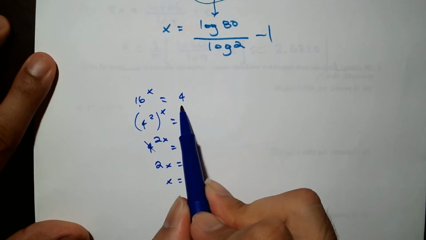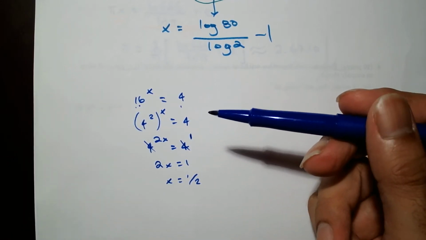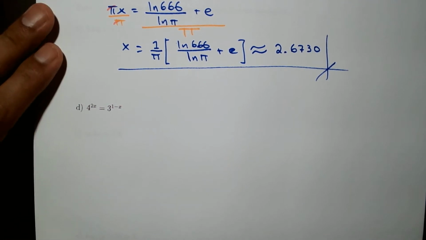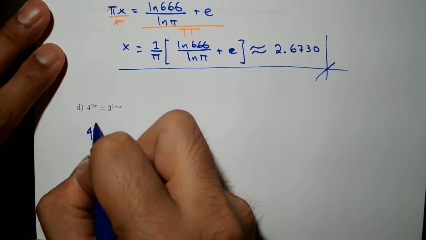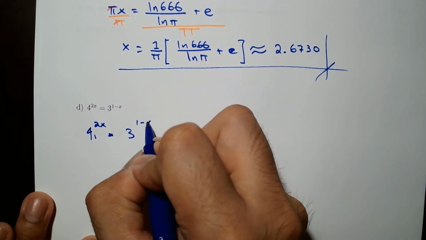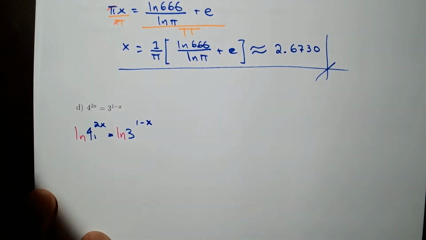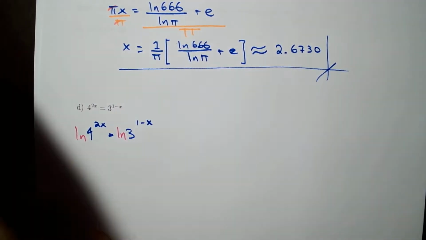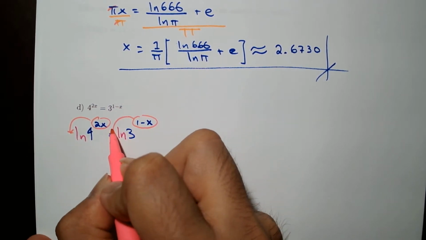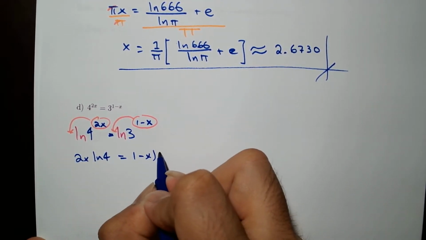All right, however, it's not always possible to write the exponential terms of the exponential equations as powers of the same base, which is unfortunately one of these cases. So in that case, all we do is take a ln to both sides, or log, either way. I'm gonna do a ln, it doesn't matter. So I'm going to take ln, and I'm going to erase this little thing right here. And I'm going to smack down these two guys right here, smack down the 2x, smack down the 1 minus x, 2x times ln of 4 equals 1 minus x times ln of 3.